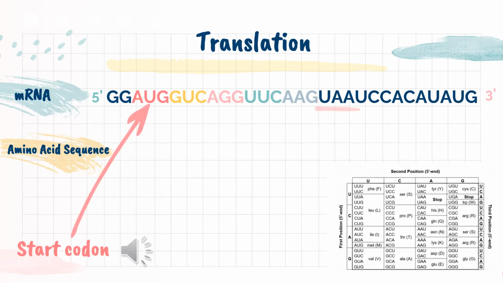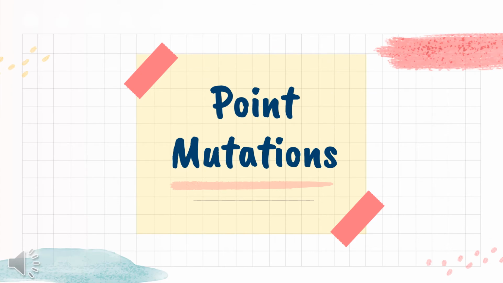We can now move on to translation, where we take our mRNA sequence and use the color-coded codons, say that 3 times fast, to translate them into our 5-amino acid sequence. Using the chart in the bottom right, our amino acid products are methionine, valine, arginine, phenylalanine, and lysine, with our stop codon being UAA. Let's apply all that we've learned and move on to some examples of point mutations.